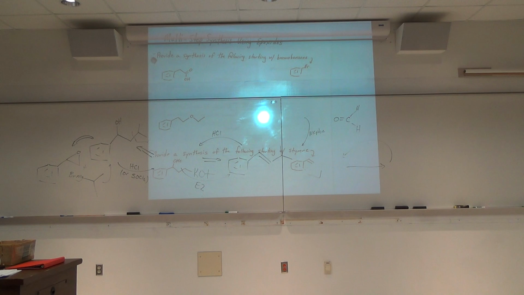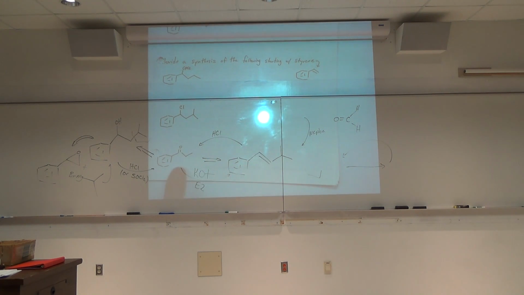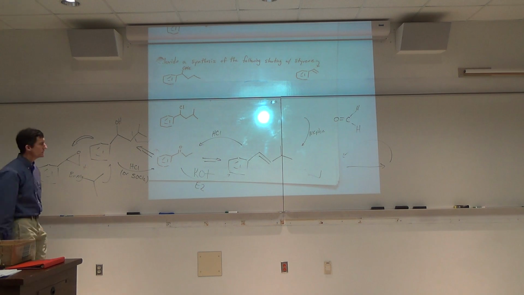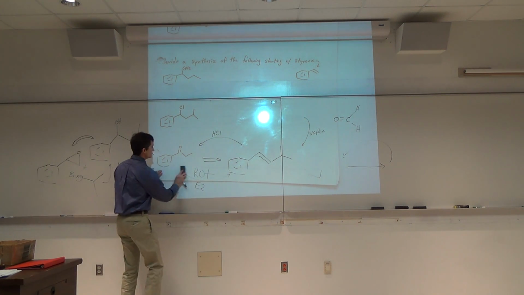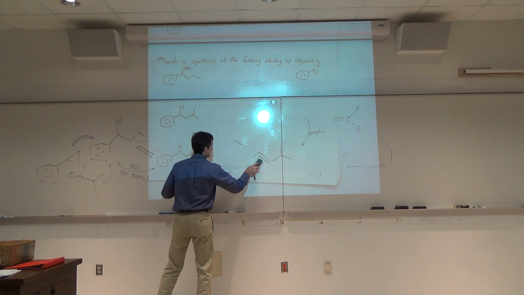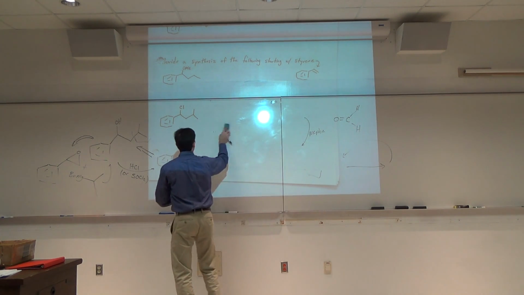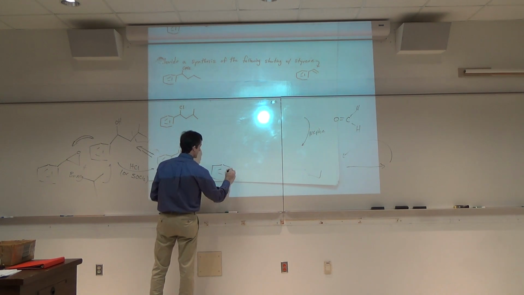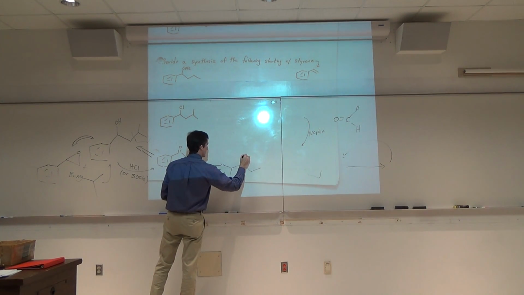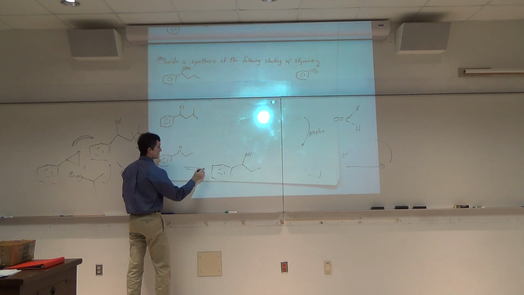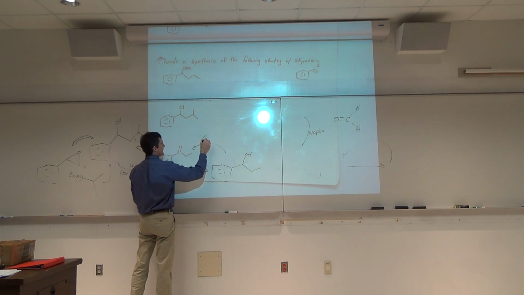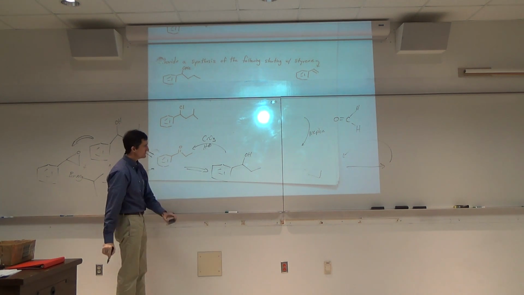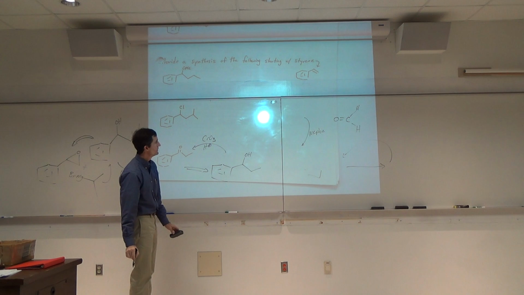Did we do all these? We didn't do the one at the bottom. The one at the bottom is similar to the one on the test. Take this back to an alcohol. So if you had that, you would do what? Something like chromium trioxide, H2SO4.